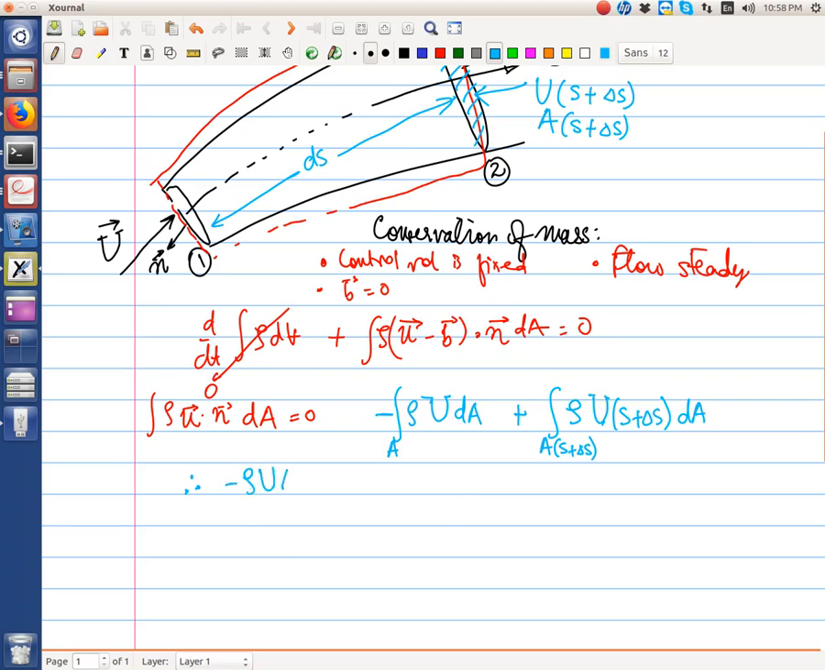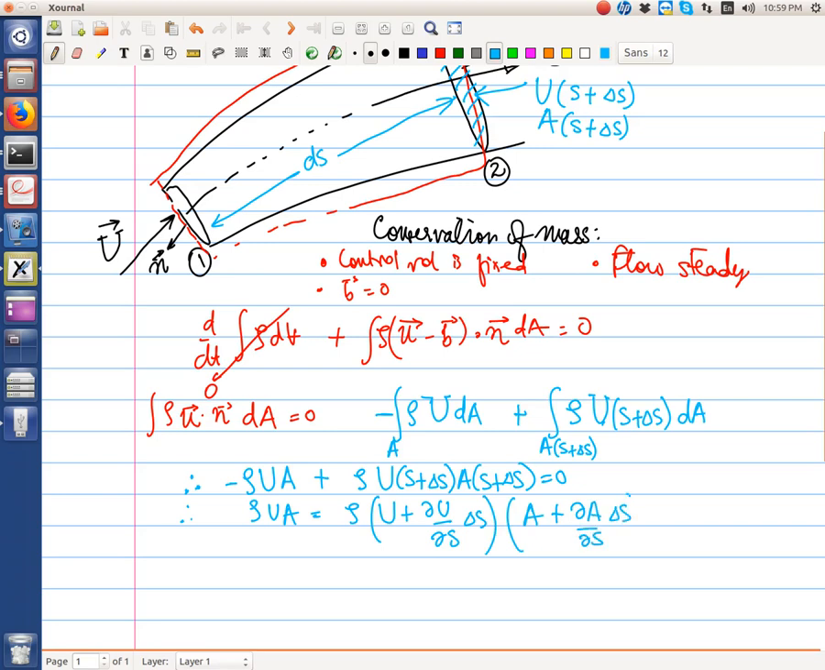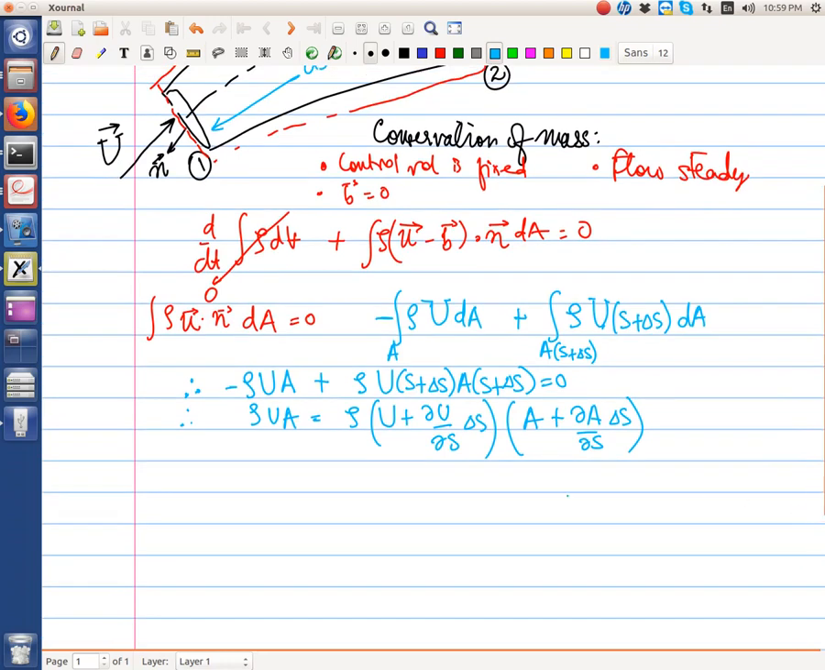minus rho u a plus rho u at s plus delta s times a at s plus delta s equal to 0. Therefore, rho u a is equal to rho (u plus del u/del s delta s) times (a plus del a/del s delta s). Okay, so this equation we call equation 1.